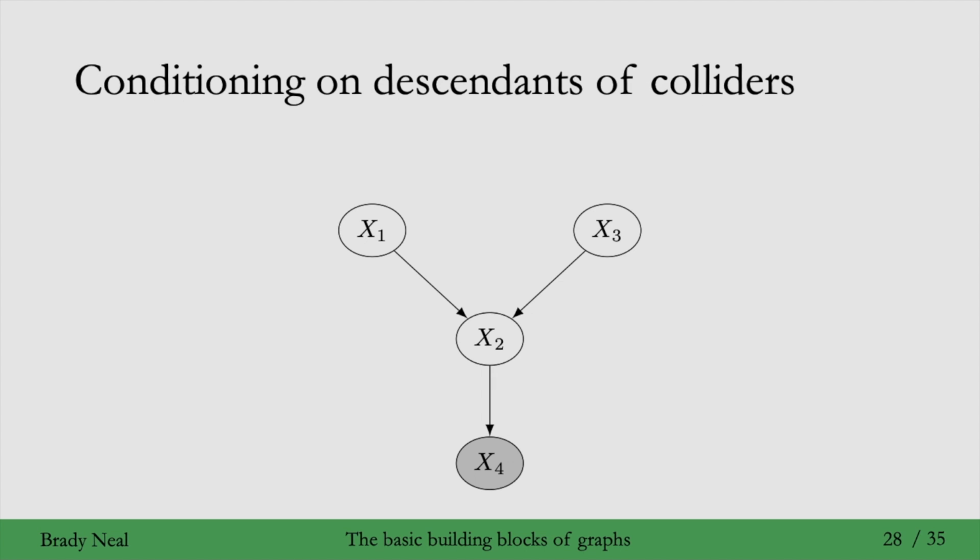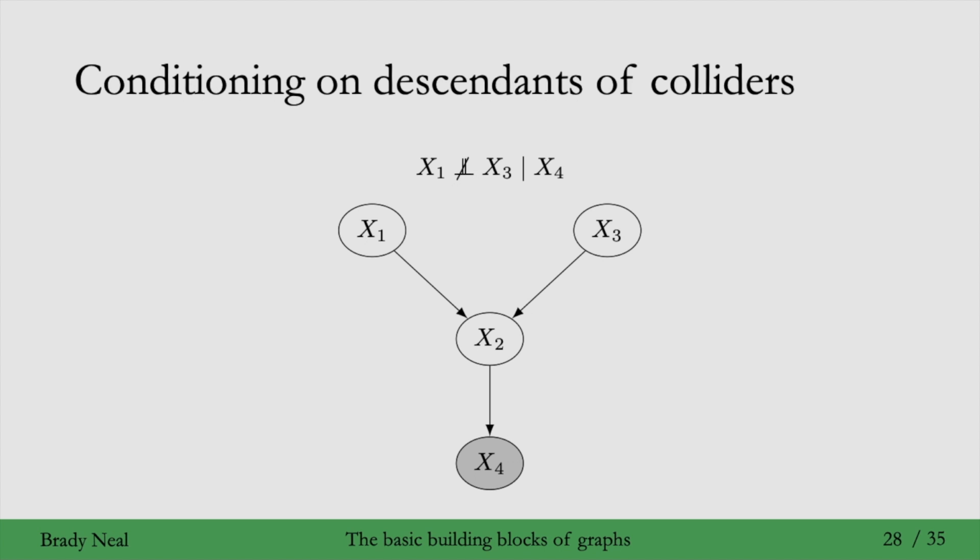All right, so we just saw that when you condition on a collider, it induces association between its parents. What would happen if you were to condition on a descendant of a collider? So here x2 is a collider and x4 is a descendant. Well, it turns out that that would also induce association between x1 and x3 if you conditioned on x4.